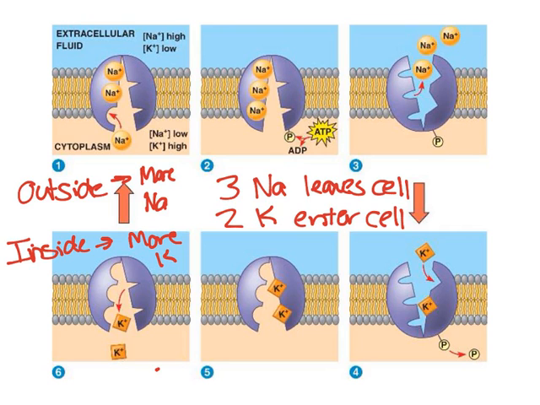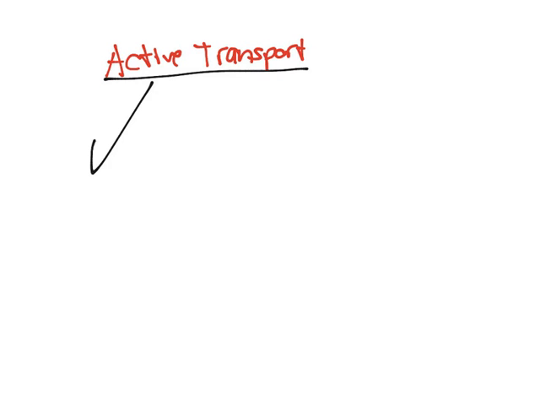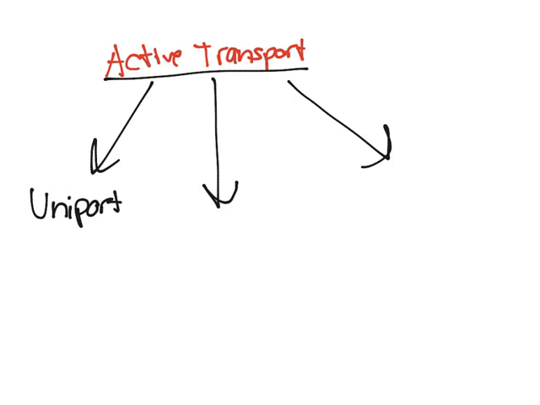And so there's 3 different types of active transport. So let me clear this. So active transport, use black, 3 different types. There's uniport, symport, and antiport.